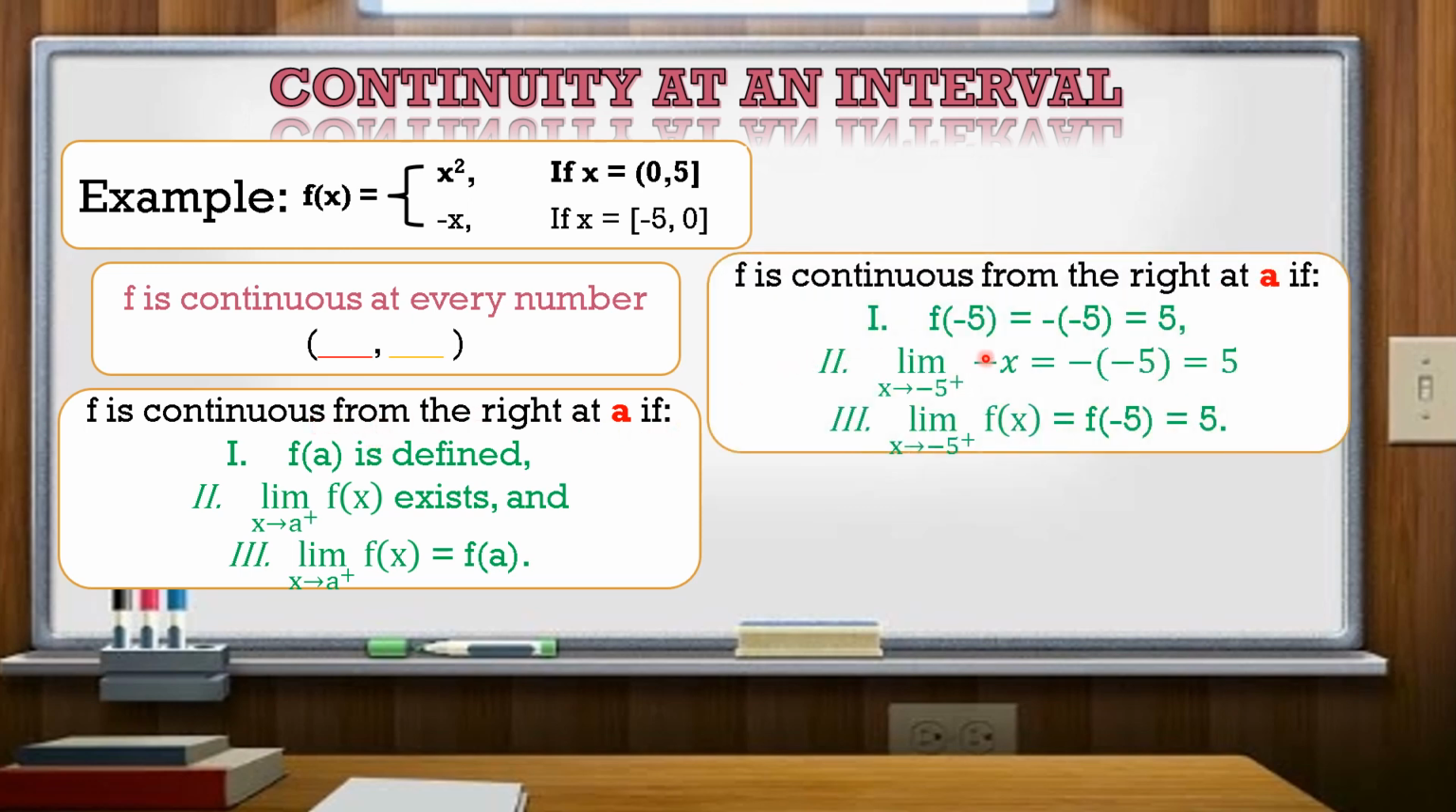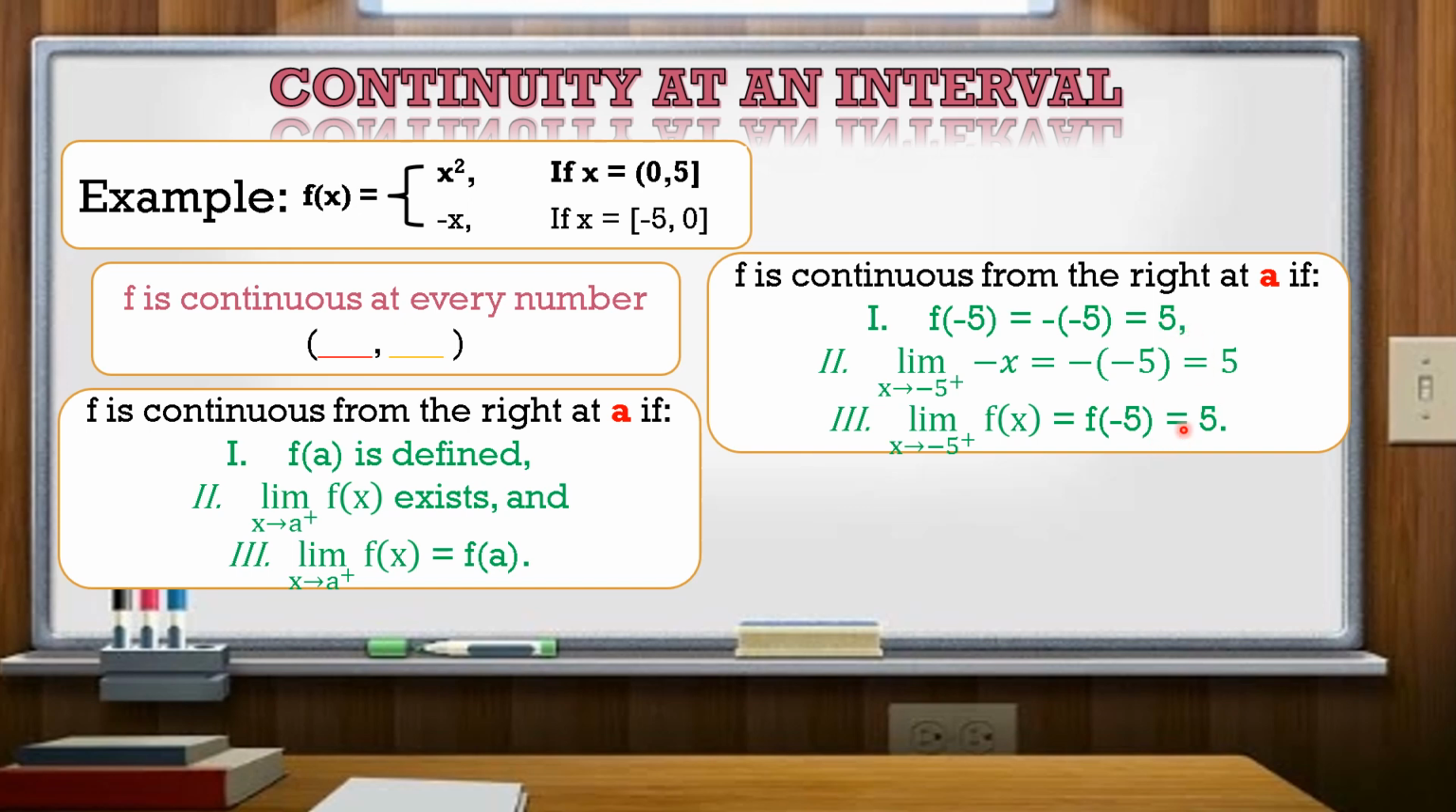By substitution, we get f of negative 5, that is your A, is also the same as negative times the negative 5. That is equal to positive 5. So defined yung step 1 natin. How about step 2? So limit of your negative x as x approaches negative 5 positive is equal to negative times negative resulting to positive 5.